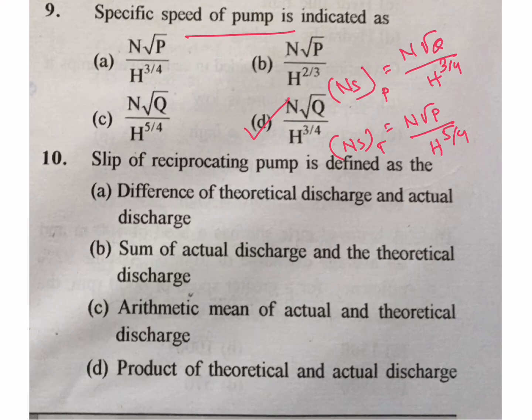Next question, slip of reciprocating pump is defined as slip equals Q theoretical minus Q actual. So from options we will check. Difference of theoretical discharge, which is Q theoretical, and actual discharge, which is Q actual. So A is your correct answer.